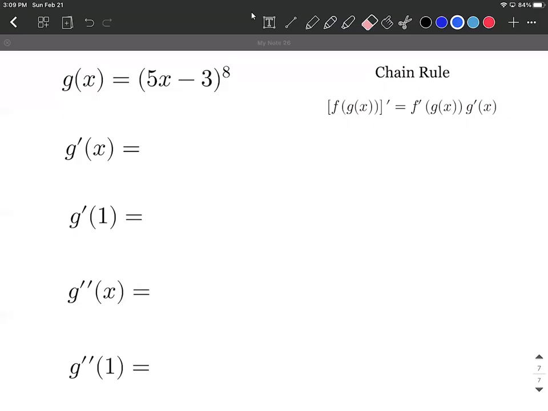All right, on this problem, our goal is to take the derivative of (5x - 3) all raised to the 8th power. And to do so, we're going to need to utilize the chain rule. It's written off to the right-hand side.